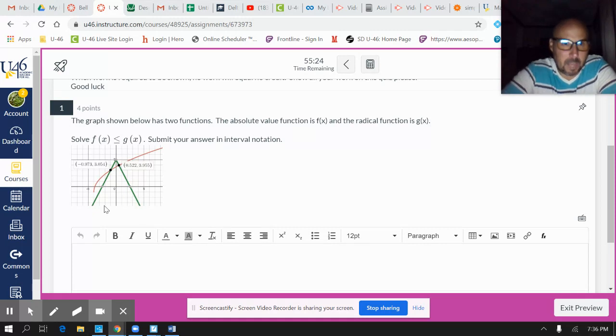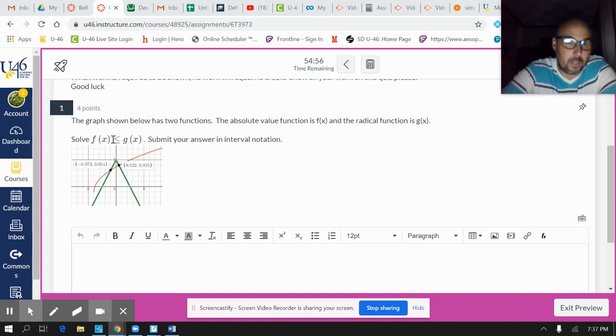f of x is the absolute value function, so that's the green one. And g of x is the radical function. And it's asking, when is f of x less than or equal to g of x? So in other words, what are the x values that make the green function underneath the red function? I'm sure you can kind of put your finger on it. Like this section right here, the green section is definitely underneath the red section.